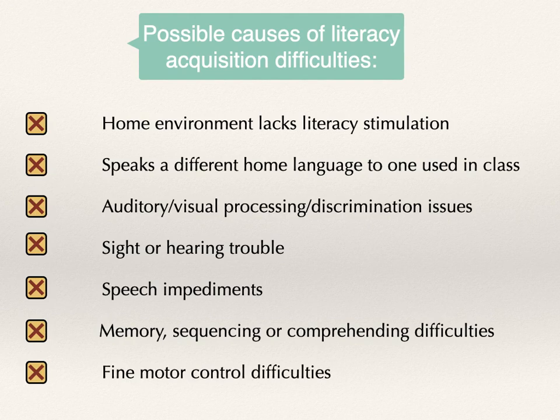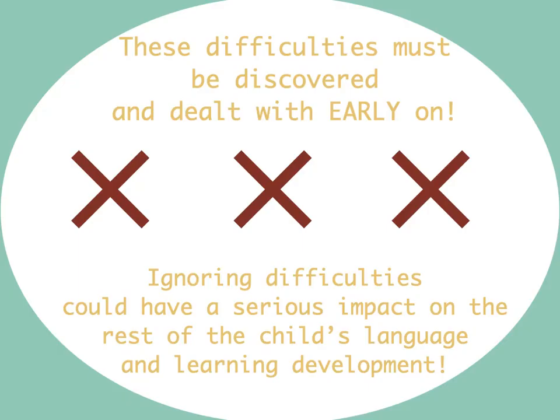Or the child may have fine motor difficulties, meaning they might struggle to hold crayons, pencils, paintbrushes, and so on. And if not dealt with, this could impact their writing later on. It is vital for teachers to pick up on any difficulties for literacy acquisition learners may have early on, so that it does not have a detrimental impact on their literacy development and further learning.